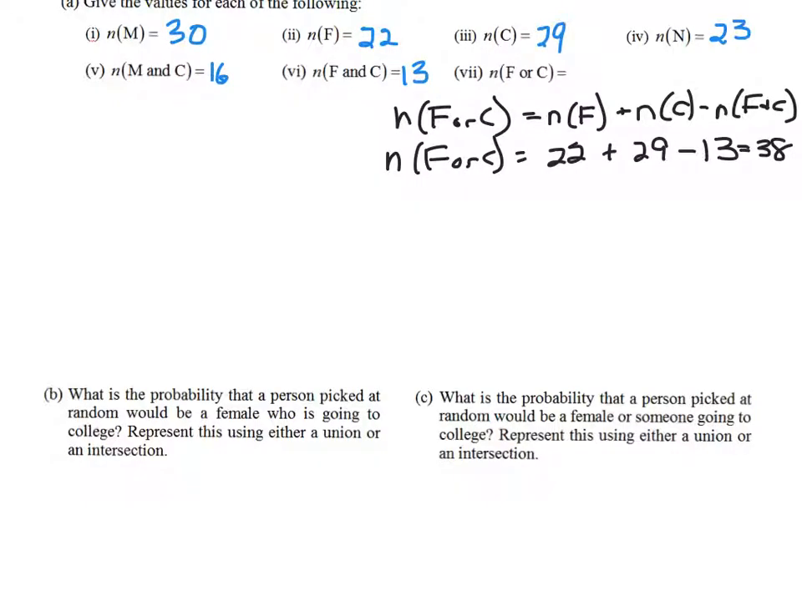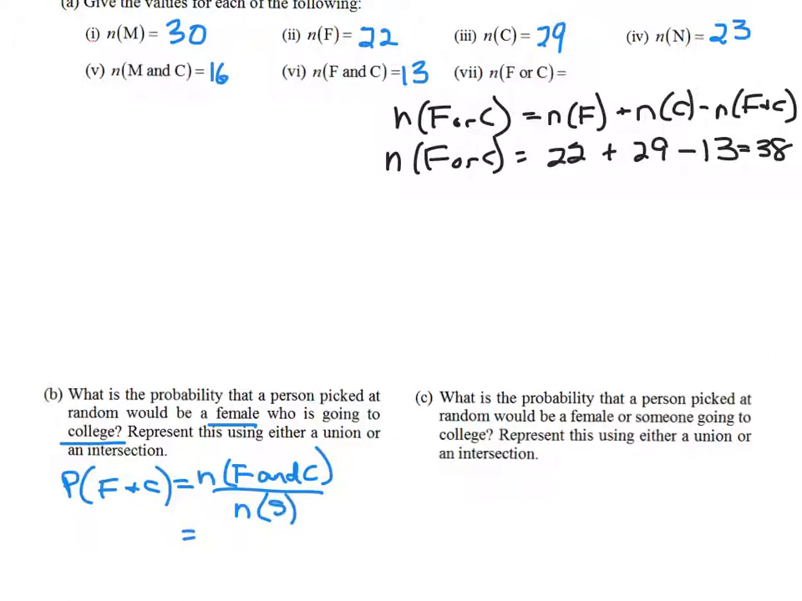Now, using each of those numbers, because the numbers just represent how many are in each category, we can then calculate probabilities for each of these. So if I want to know what is the probability that a person picked at random would be a female who is going to college, I want to say this is the probability of female and college. So that means that I want the number of people that are both female and going to college. But then I'm going to divide it by the number of people in the complete set.